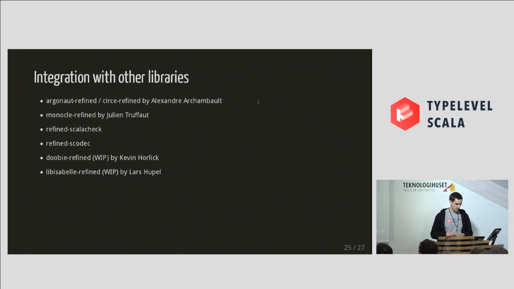And there are two other libraries which are currently work in progress. One is integration with Doobie, a purely functional JDBC layer. This is by Kevin Horlick. And there's also libisabelle-refined, which is a library which uses the Isabelle theorem prover under the hood for the refinement checking. This is by Lars.